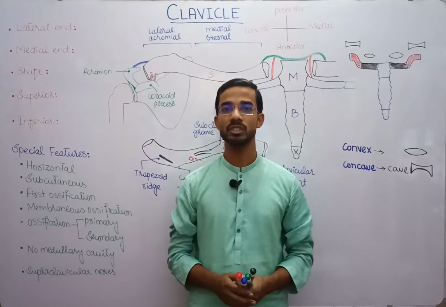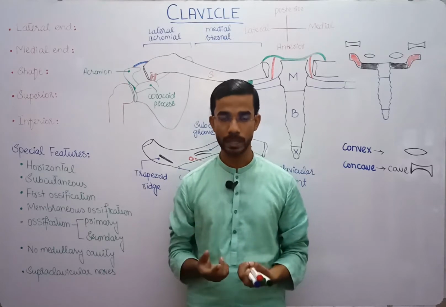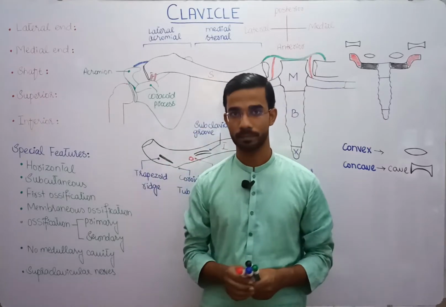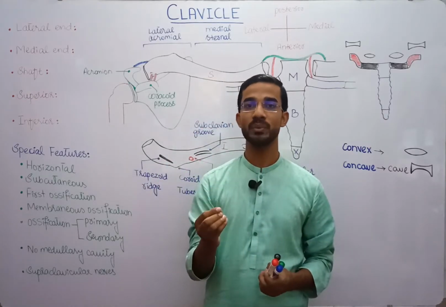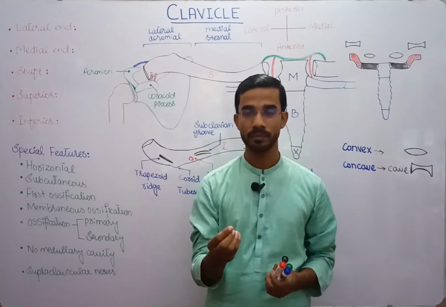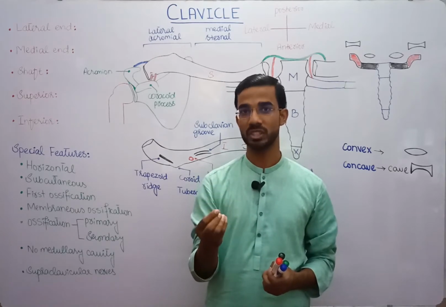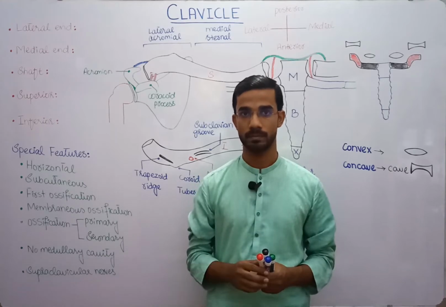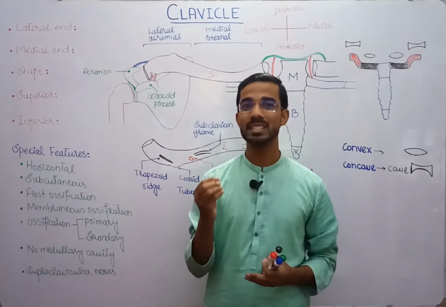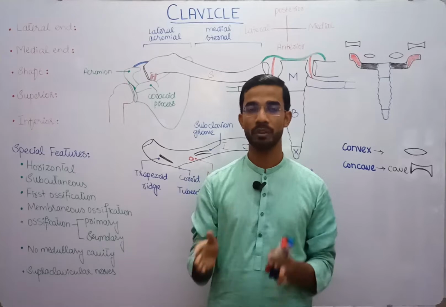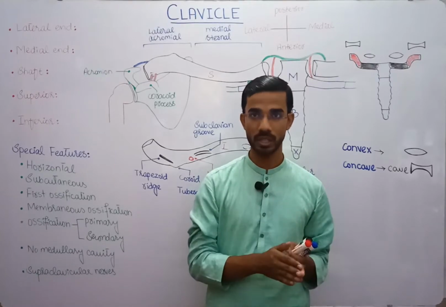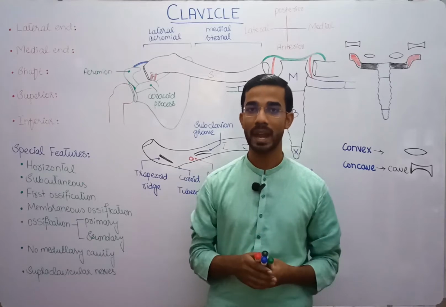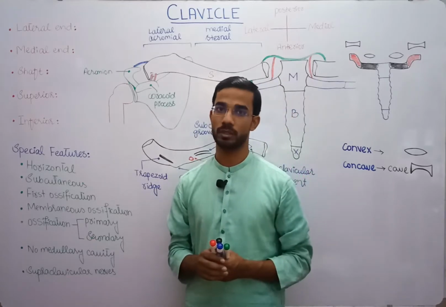In Greek, clavicle means small key. But there is a thing. If someone gives you a clavicle, then how will you differentiate that it is a clavicle and not some other bone? So there are some features of the clavicle. We first discuss its features, then its special characters, and finally its location.